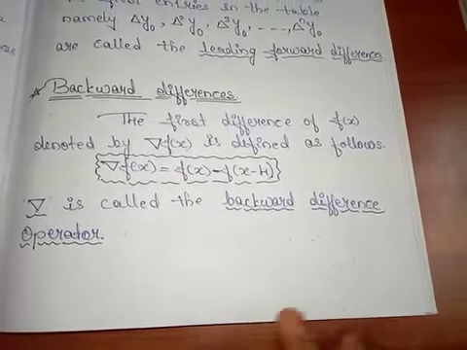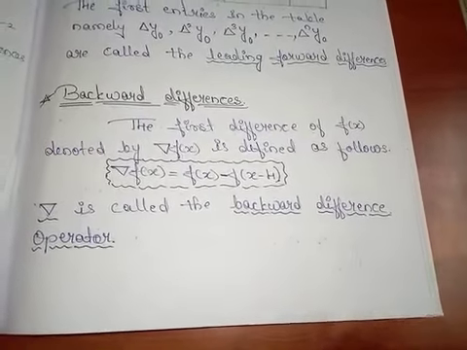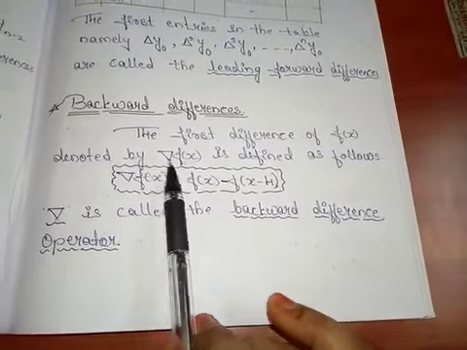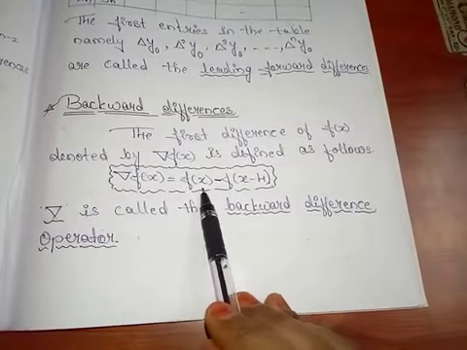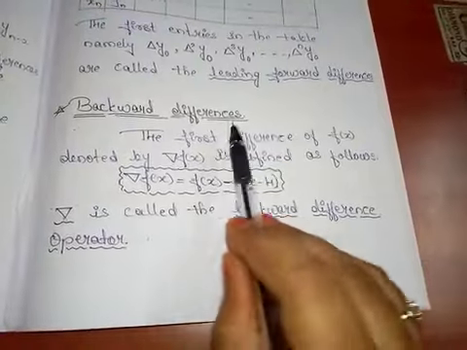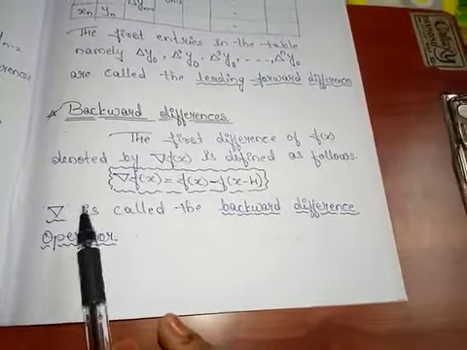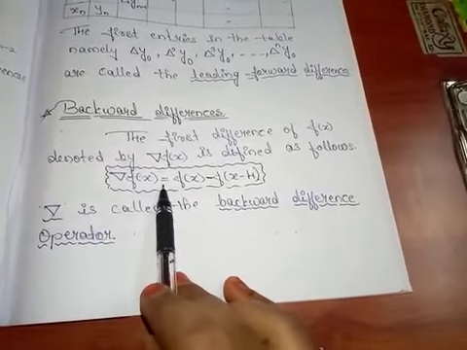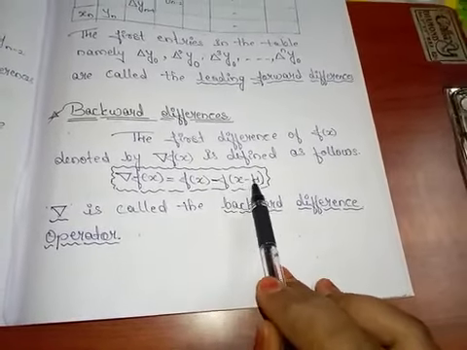Remember the difference between backward difference and the forward difference. The first forward difference is defined by what? Delta f of x is equal to f of x plus h minus f of x. And the first difference in backward difference is defined by what? Del f of x is equal to f of x minus f of x minus h.